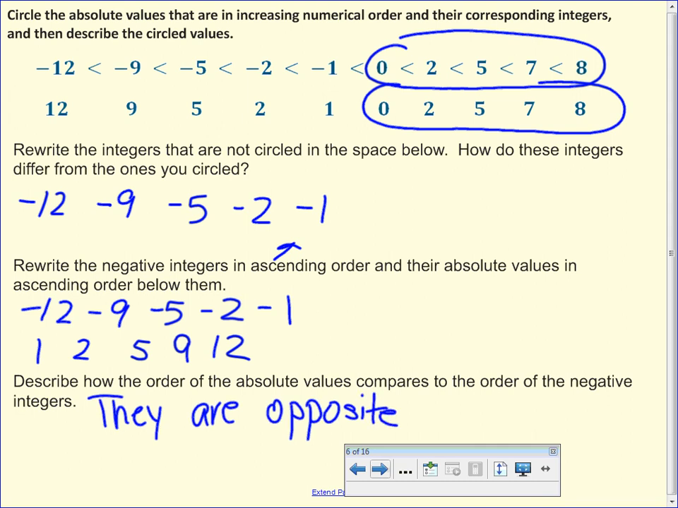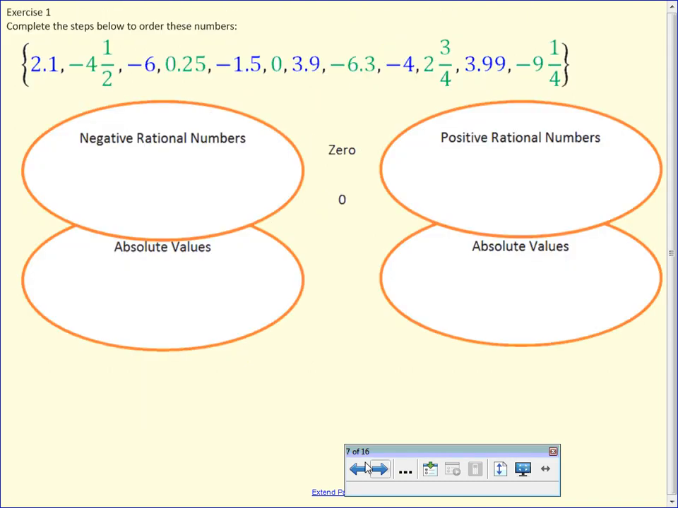So let's take a look. Positive integers, positive absolute value. Do they have the same order? Yup. But what about over here? Negative integers and negative absolute values. Same order or opposite? Opposite. So remember, if you're ordering negative integers, that's going to be opposite than if you ordered their absolute values. Okay? Let's take a look.